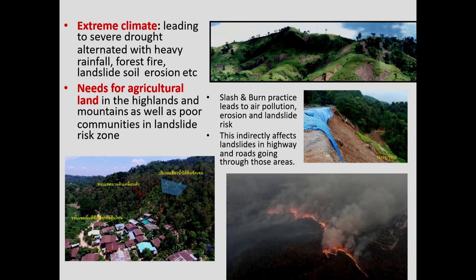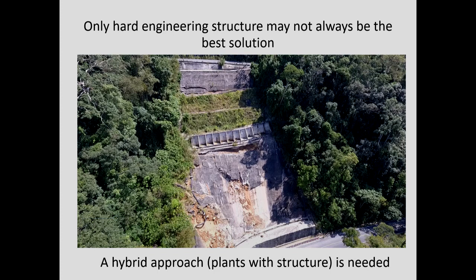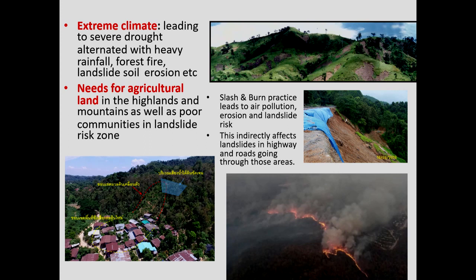So we have more frequent extreme climate, leading to severe drought, forest fire, landslide, and erosion. And on top of that, we have the need for agricultural land for food security, and there are some issues about land scarcity. And in Thailand, we have slash and burn practice, I mean, as a result of monocrops, cash crops, also leading to air pollution, PM, and so on. And this indirectly affects traditional geotechnical work, like highways and roads.